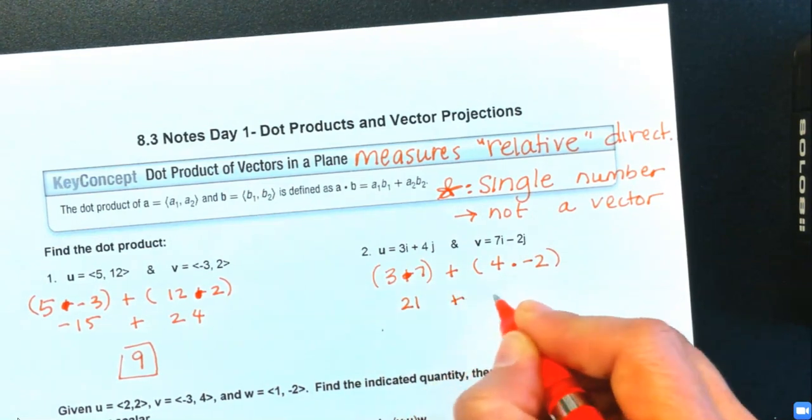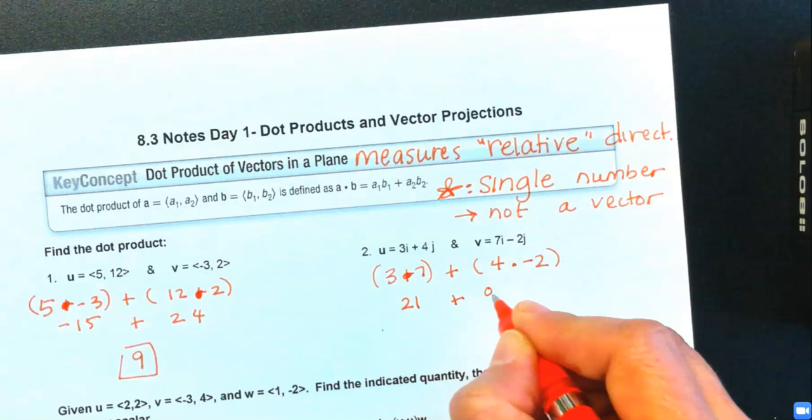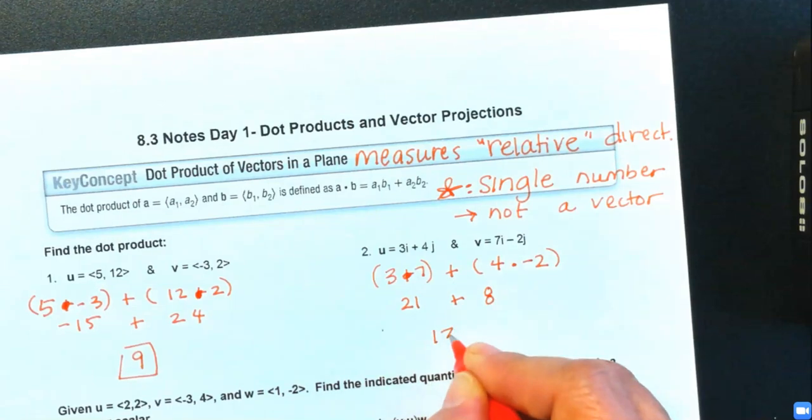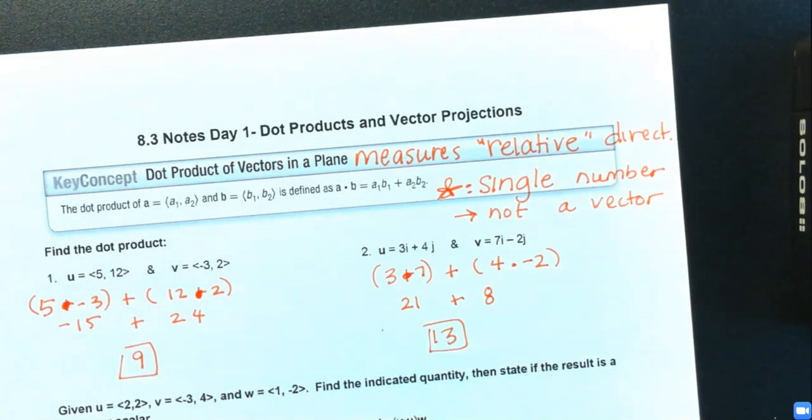Good job on making sure you have that for yours. So 7 times 3 is 21, and 4 times negative 2 is a negative 8. I forgot my negative here, but 21 minus 8 is 13, so my answer is correct.